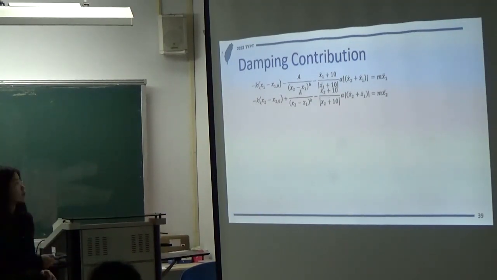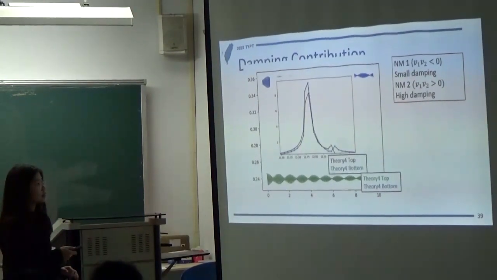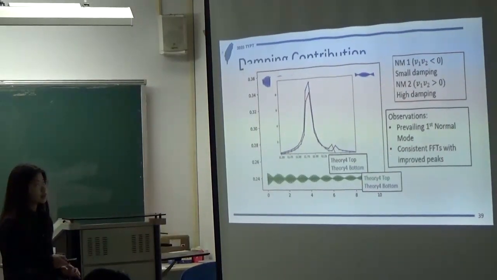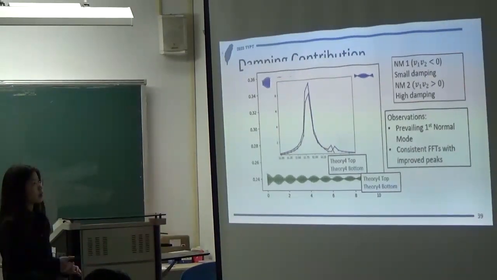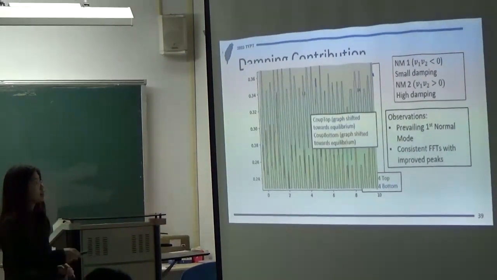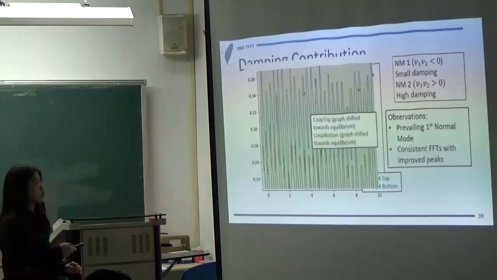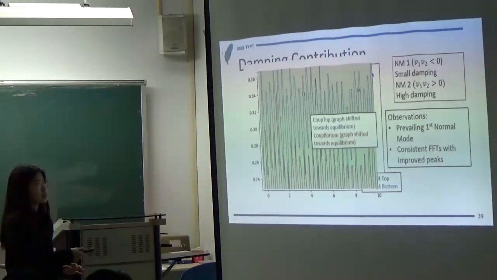So we now account for damping contribution as indicated by this term over here. And so here are our theoretical fits. And what we observe is that there's a prevailing first normal mode and a consistent FFT with improved peaks as seen here. The prevailing first normal mode is seen by the blue graph, which is the right leaf spring, and the orange graph, which is the left leaf spring. And so we see that the right one moves toward the left, and then the left one moves to the right. So that is showing prevailing first normal modes.